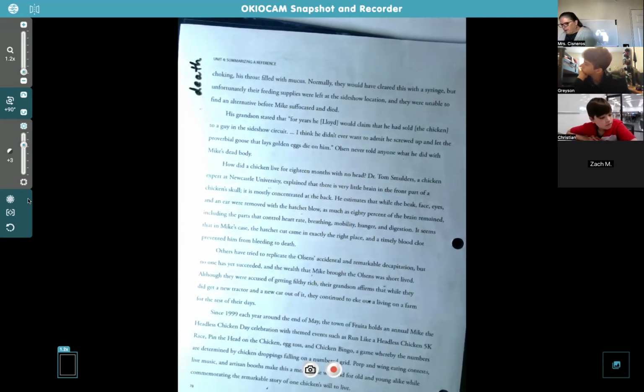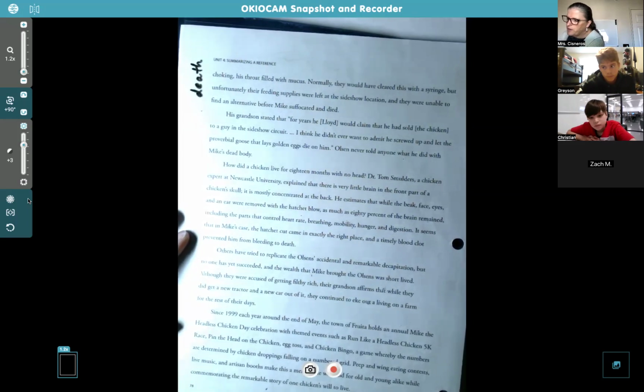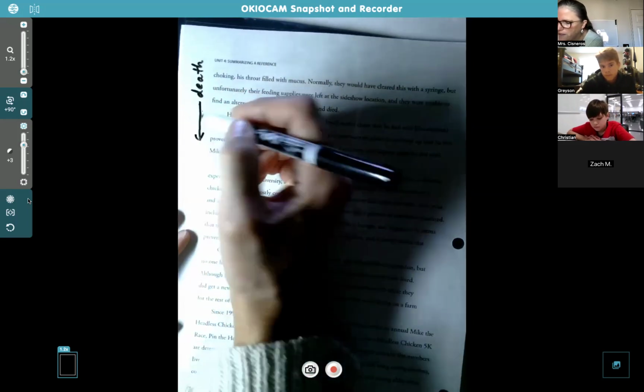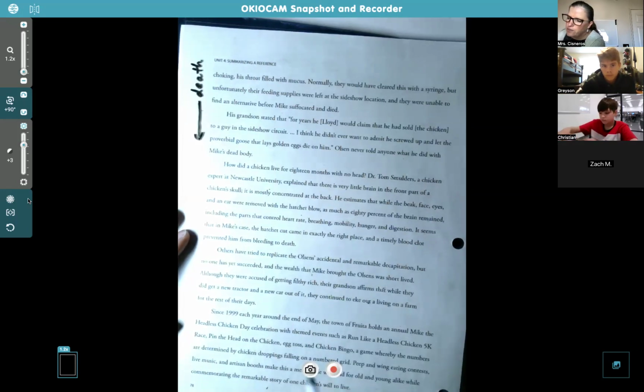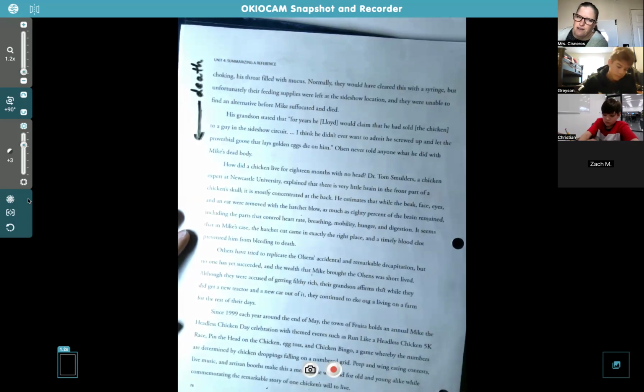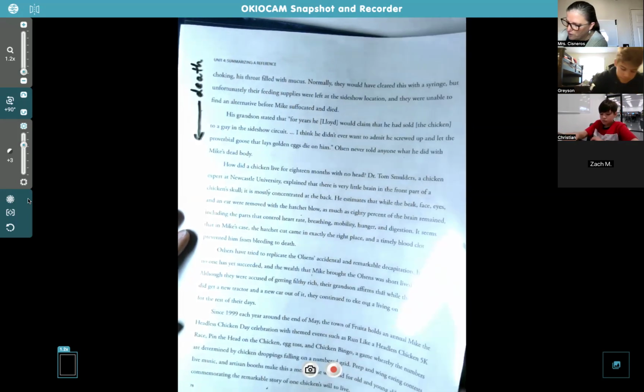So for that paragraph, let me see what we got here. That's pretty much talking about a little bit more about the death. So I'm just going to draw an arrow down here for that paragraph too, because it's talking about what they said about his death. So it's related to that.